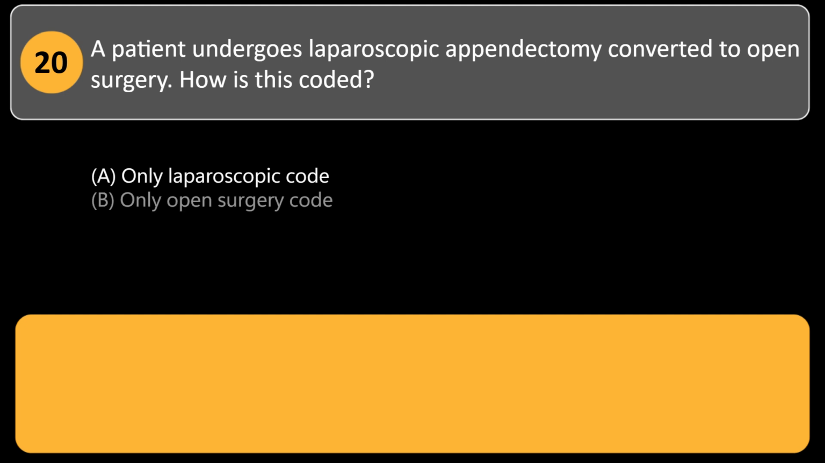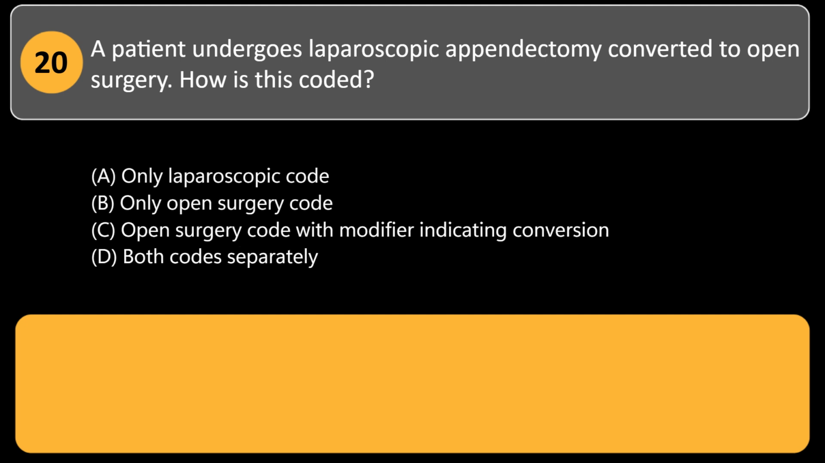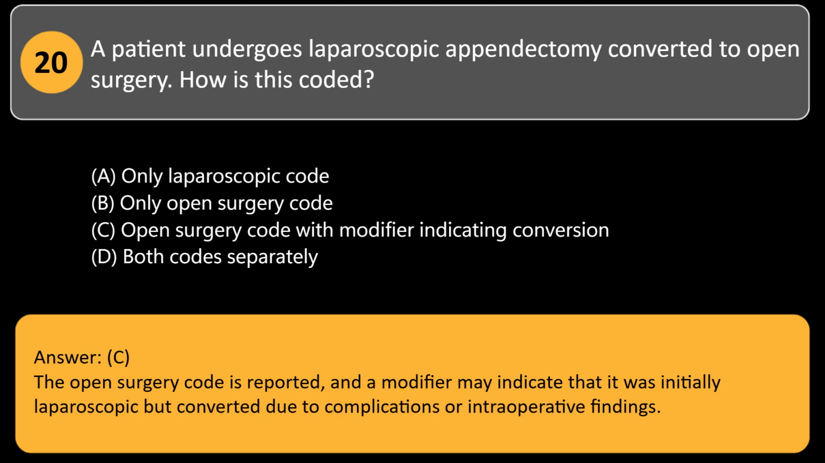A patient undergoes laparoscopic appendectomy converted to open surgery. How is this coded? A. Only laparoscopic code. B. Only open surgery code. C. Open surgery code with modifier indicating conversion. D. Both codes separately. Answer: C. The open surgery code is reported, and a modifier may indicate that it was initially laparoscopic but converted due to complications or intraoperative findings.